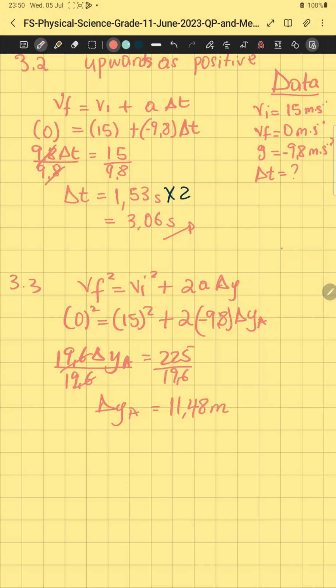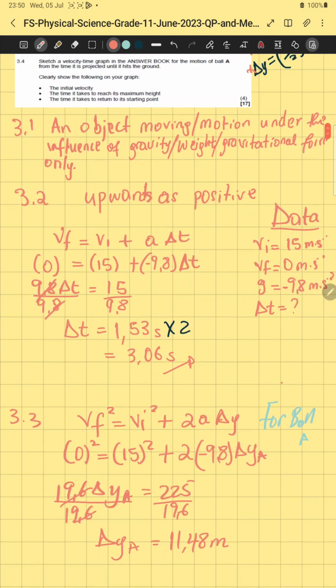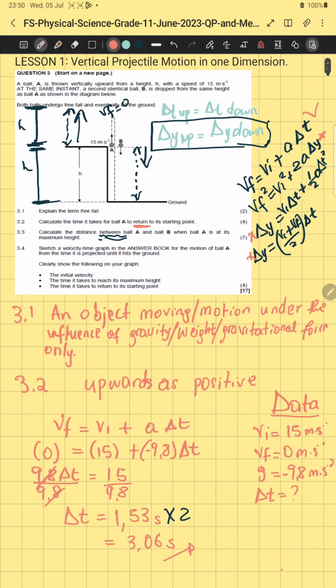So this height here that we've just got, this is the height for ball A. All right, so then now let's go straight to ball B. So remember I said here, what we're gonna do is that now we've got a height here, so the height here is 11.48 from here up to this point.